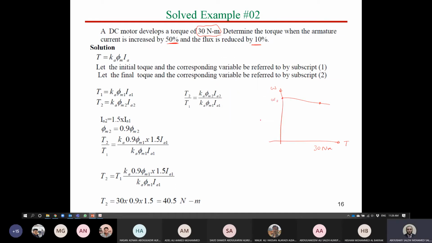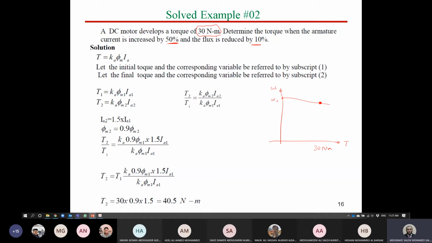Again, a DC motor develops a torque. So it's producing a certain torque at a certain operating point, but it's not a constant load torque. The load torque here is not given, it's variable. The question is, determine the torque when the armature current is increased by 50%.